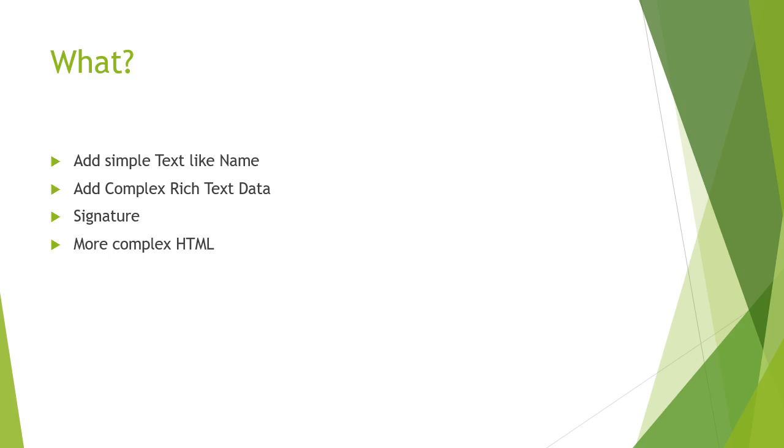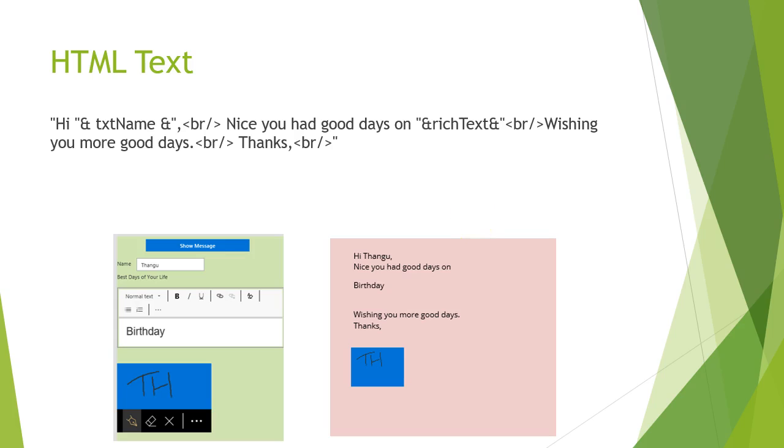So what are some of the features we are going to look at in text control? We will add simple text, like name. Then we will add complex rich text data. We will add a feature whereby we can get the signature of a user. And then we will show the data in an HTML control with complex data.